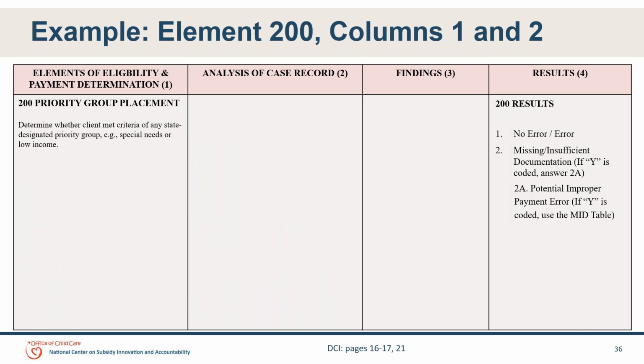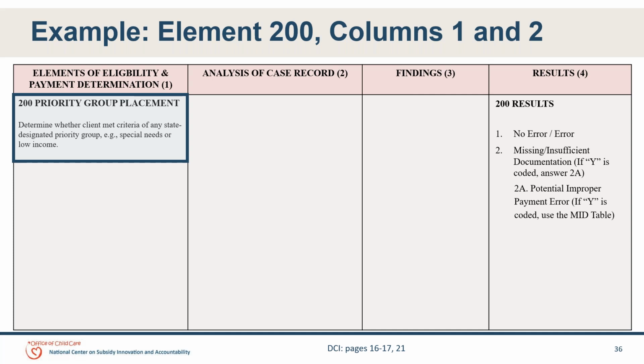Next, I'm going to show an example of element 200, which deals with priority group placement. So this is where you would determine whether the client met criteria of any state designated priority group, for example, special needs or low income. And I wanted to highlight this element because for some states, they determine that this element does not really apply in their state because the priority group is not really looked at during eligibility because there is no waiting list.